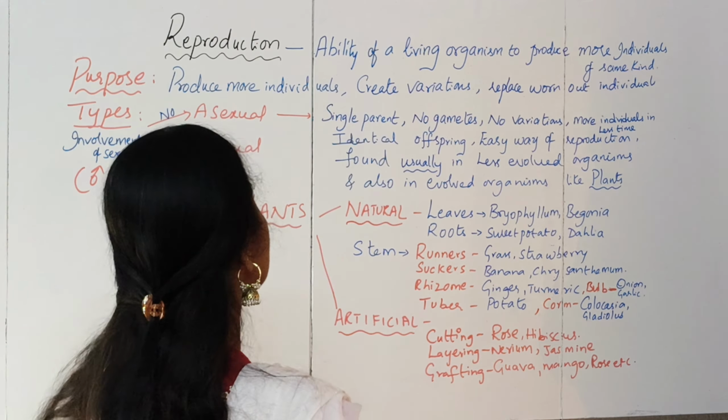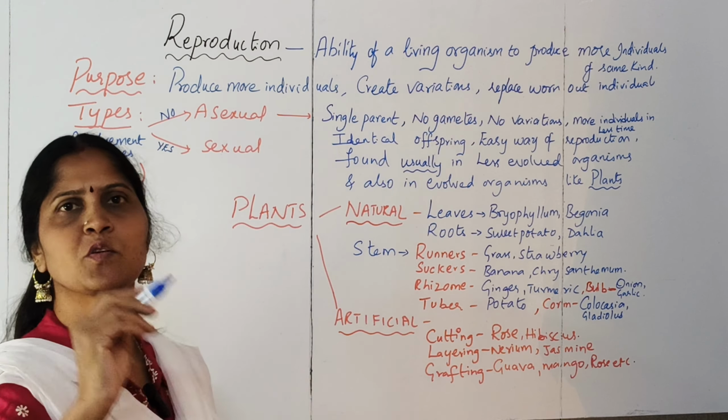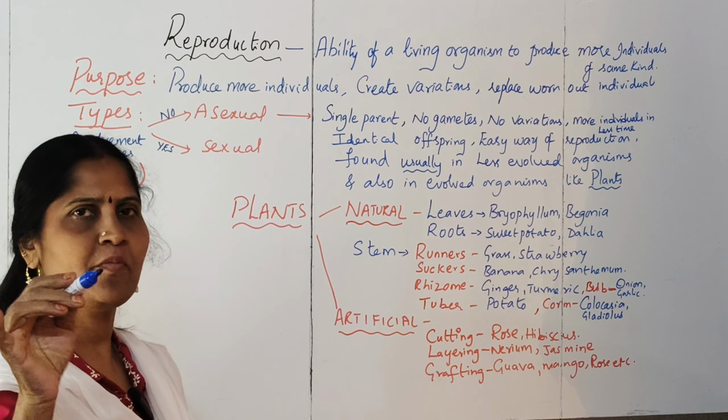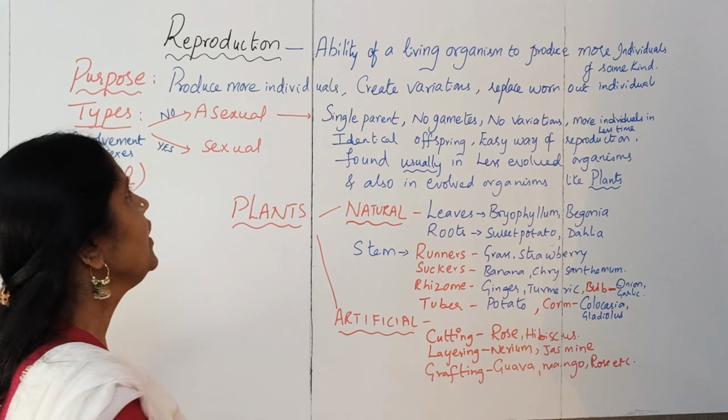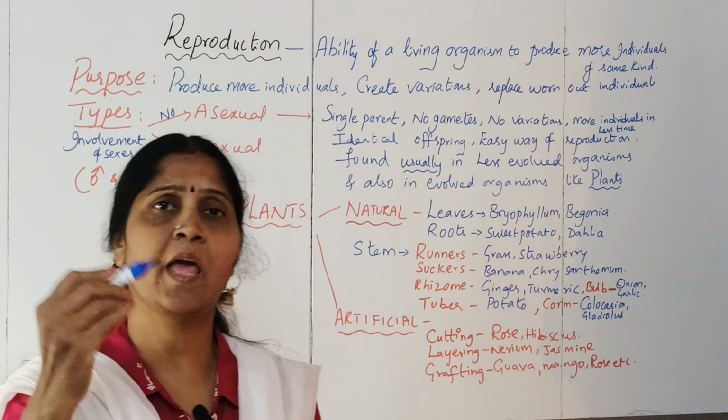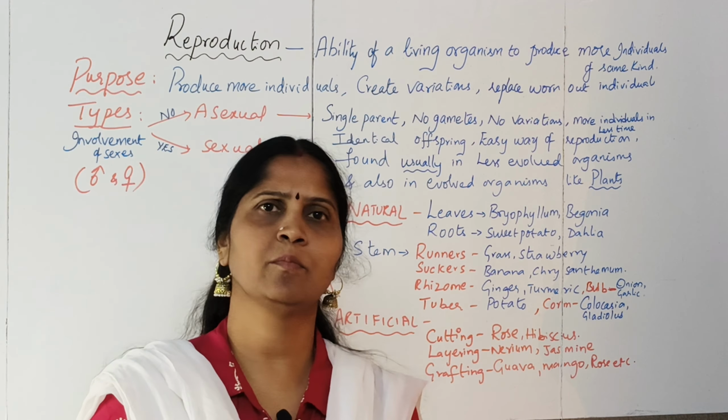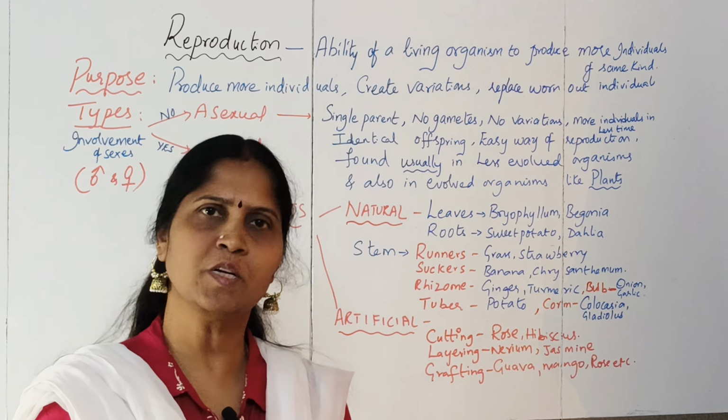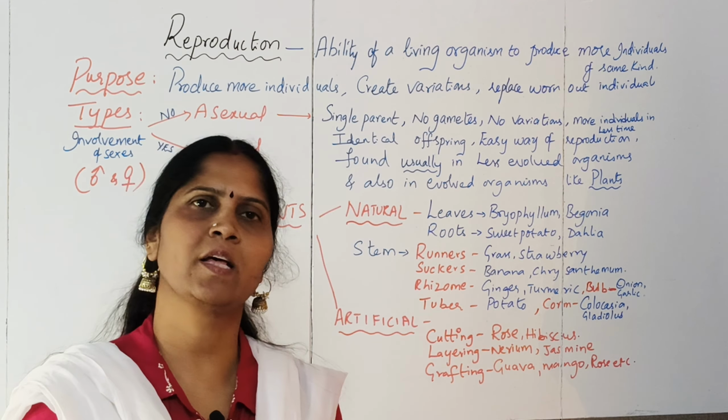So today let us understand a very important concept that is all about reproduction. This is a very important concept to be understood. So what is reproduction? It is the ability of any living organism to produce a new individual of its own type, which is what is called reproduction.